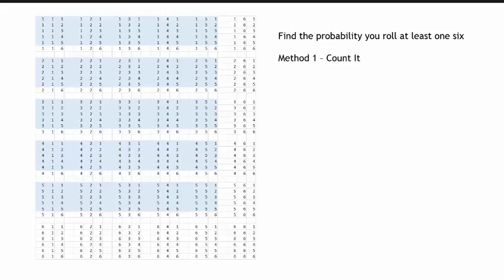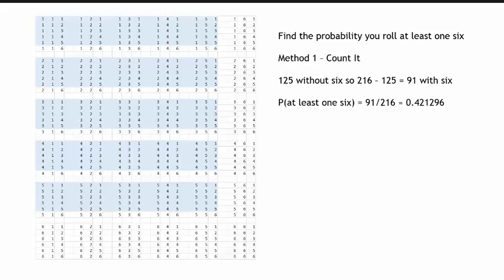So method 1 is to count it. You have 125 without a 6, 216 minus 125, which is 91 that have a 6, okay? So the probability that you have at least 1 six is going to be 91 out of your total sample space, which is 216. And that's a decimal approximation there.